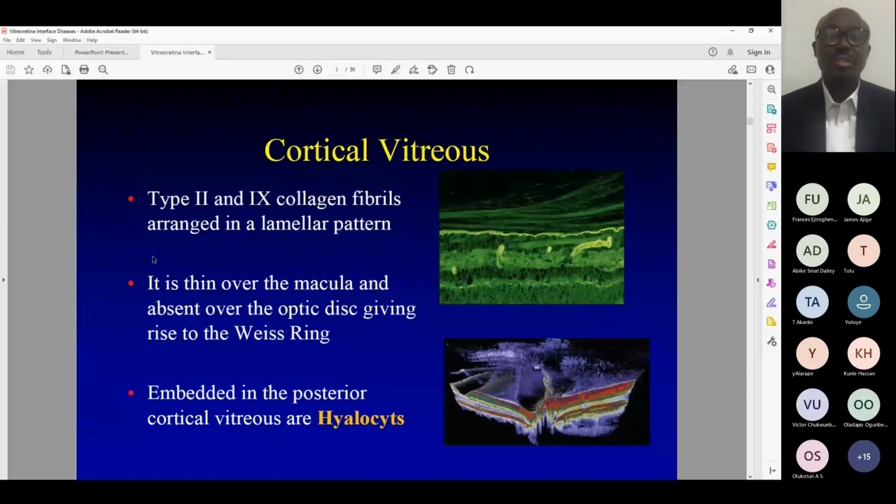So now let's look at the cortical vitreous, largely made of type 2 and type 9 collagen fibrils that are arranged in a beautiful lamellar pattern. This lamellar structure can be seen in the histochemistry slide above, or in the high resolution 3D OCT below. It is thin over the macular area and absent over the optic disc, giving rise to the Weiss ring that many of us have seen in the clinic before. Embedded in the posterior cortical vitreous are hyalocytes. We will understand these structures and these arrangements as we move on.